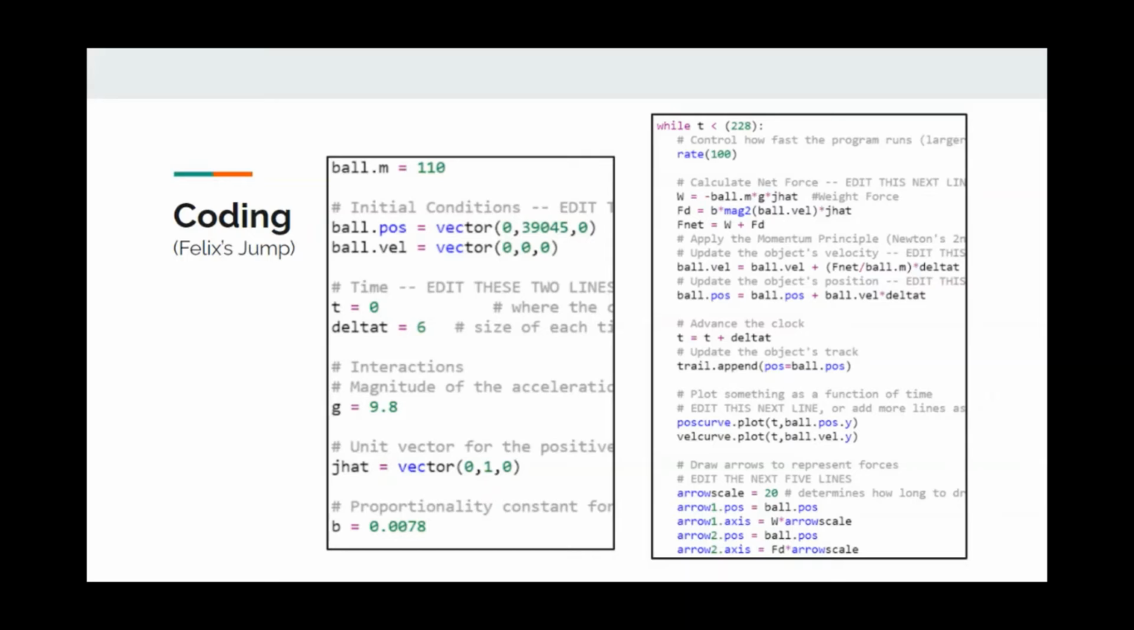Next, the only thing left was the arrow scale, which we set to 20. This set the first arrow to the ball's position and the second arrow at the ball's position, with the first arrow representing the weight force and the second arrow representing the drag force.